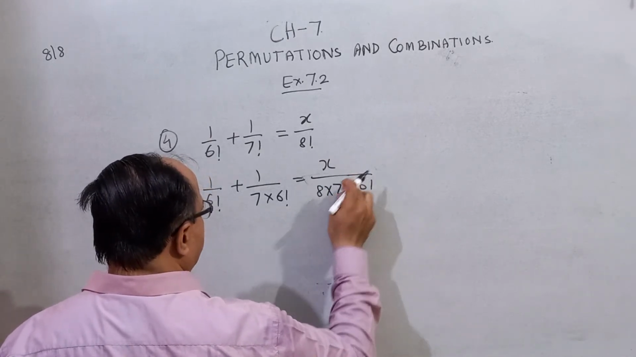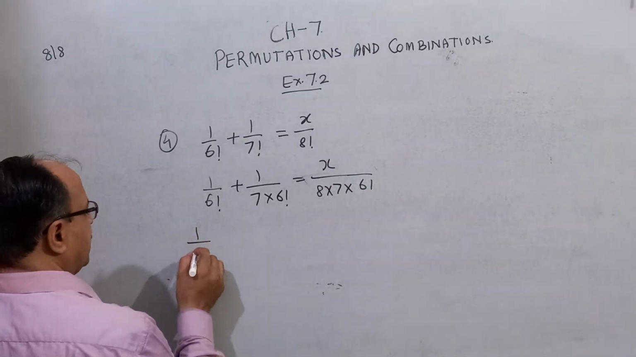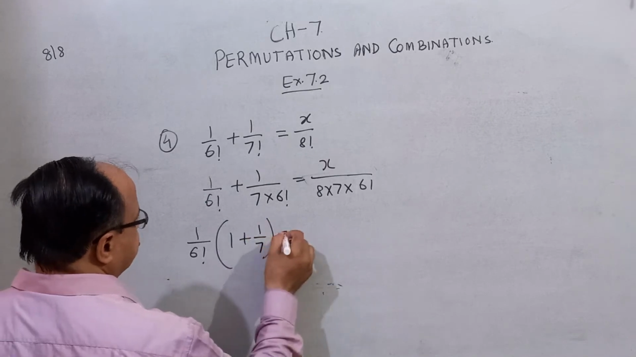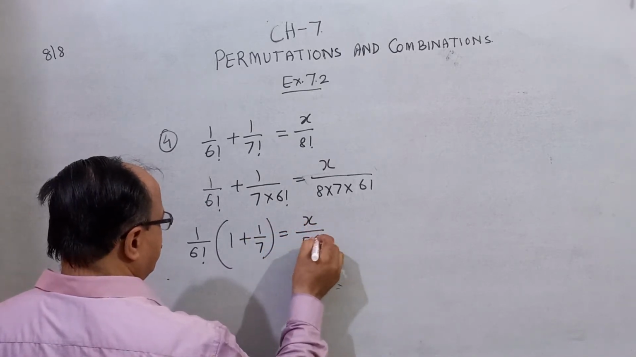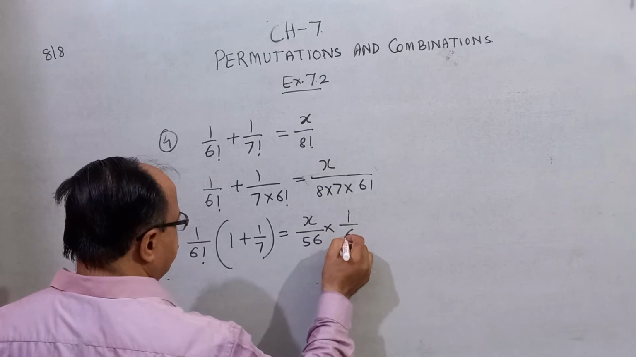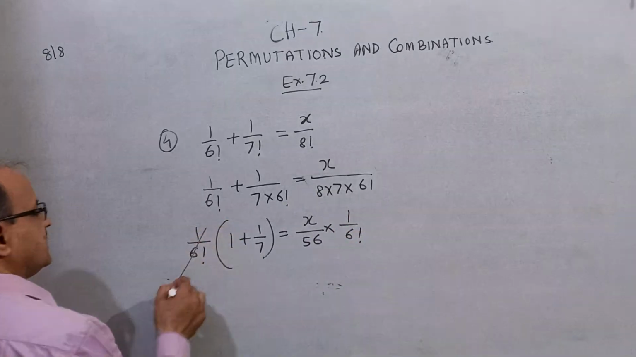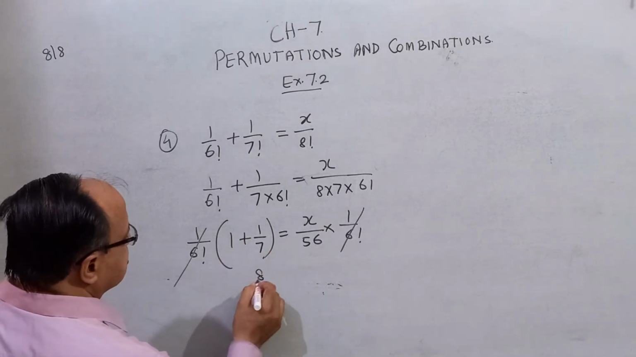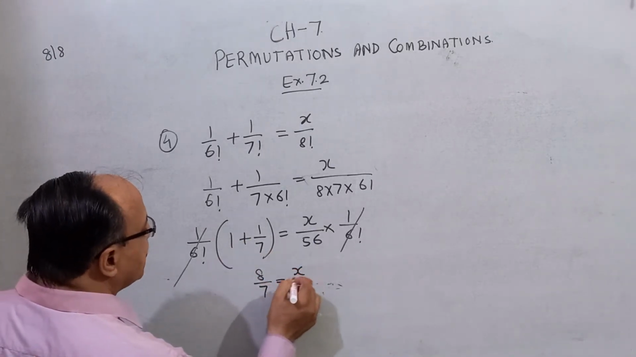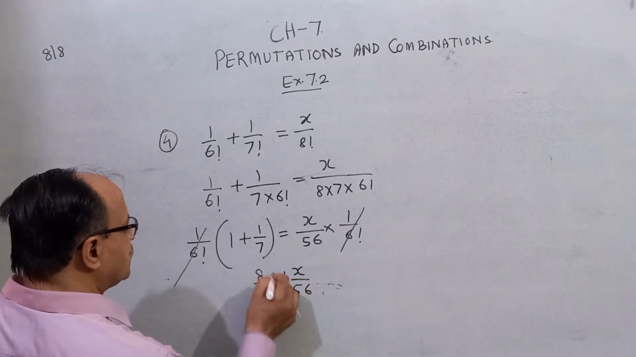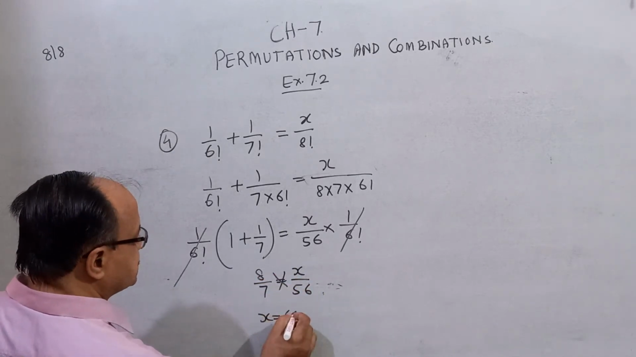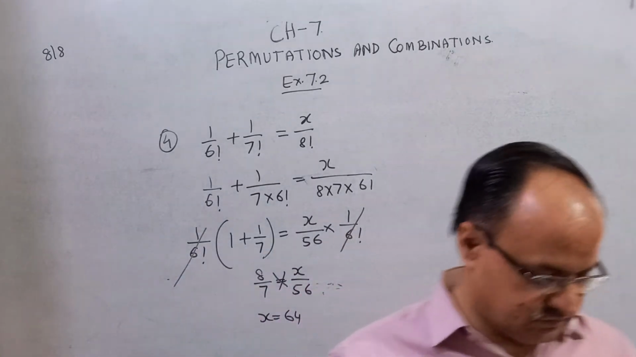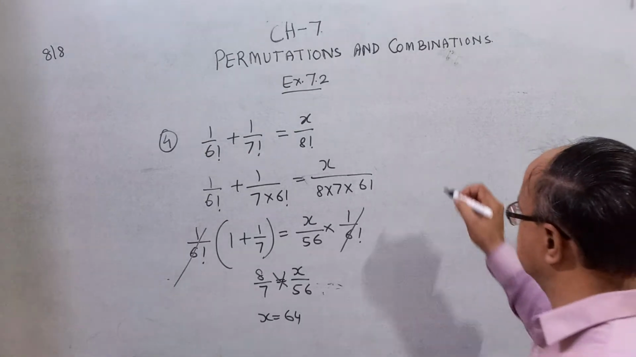Expand factorials up to the smallest. Now you can take common 6 factorial. 1 plus 1 by 7 equals x by 56, into 1 by 6 factorial, and this will cancel. When you add, 7 plus 1, 8 by 7 equals x by 56. When you cross multiply, the answer is 64. Clear?